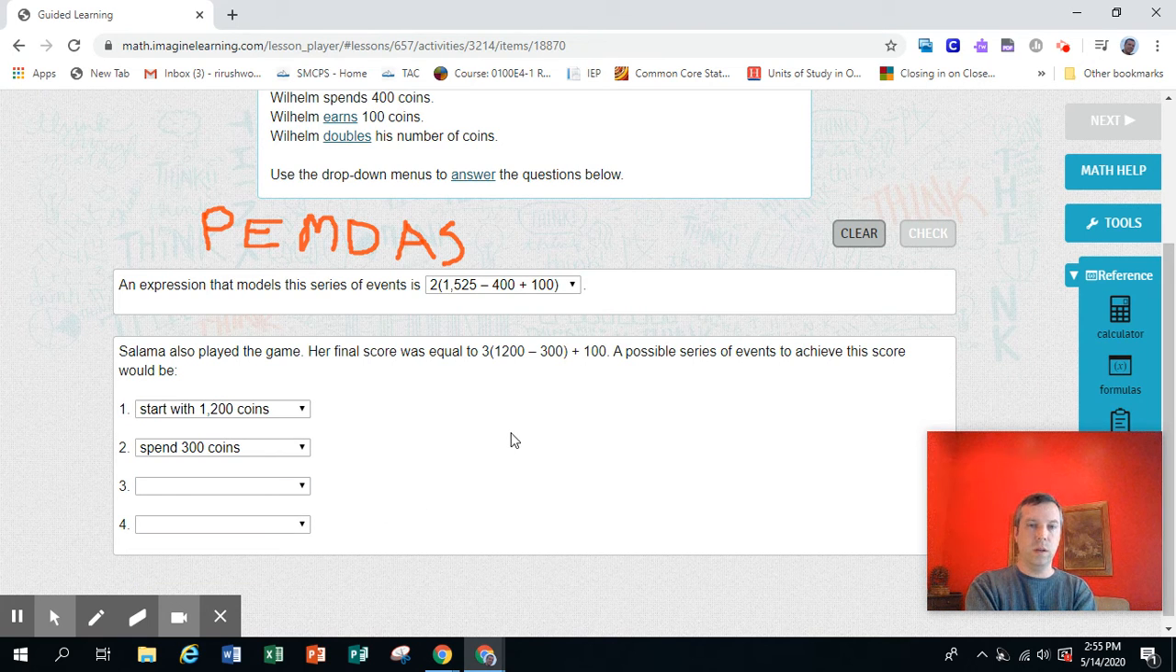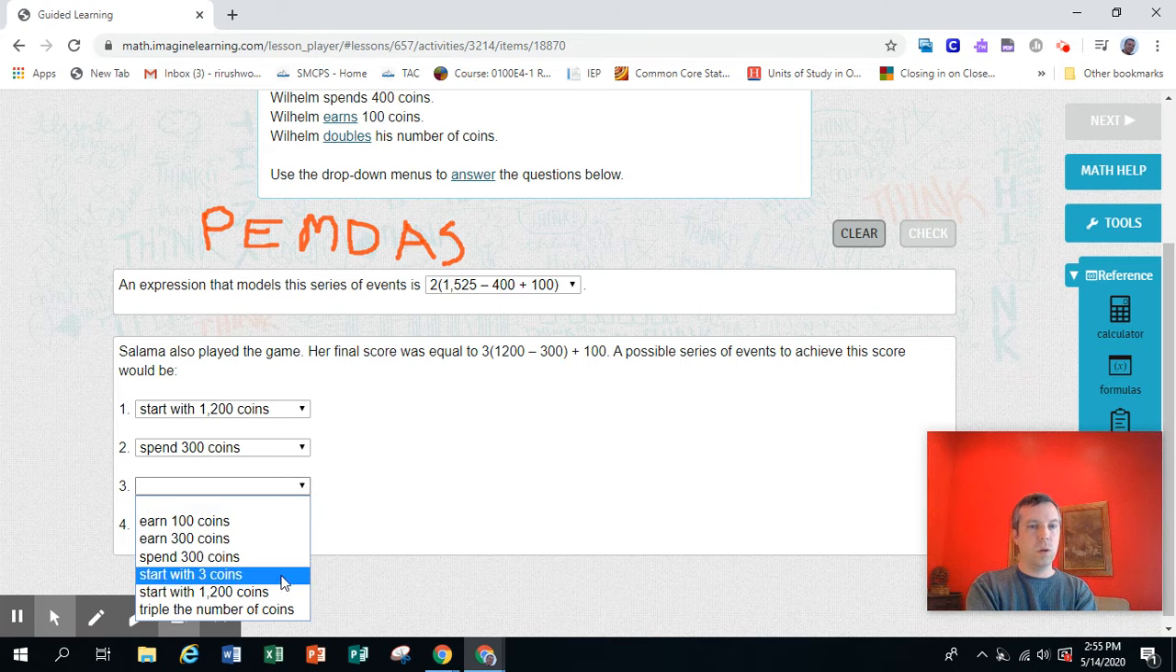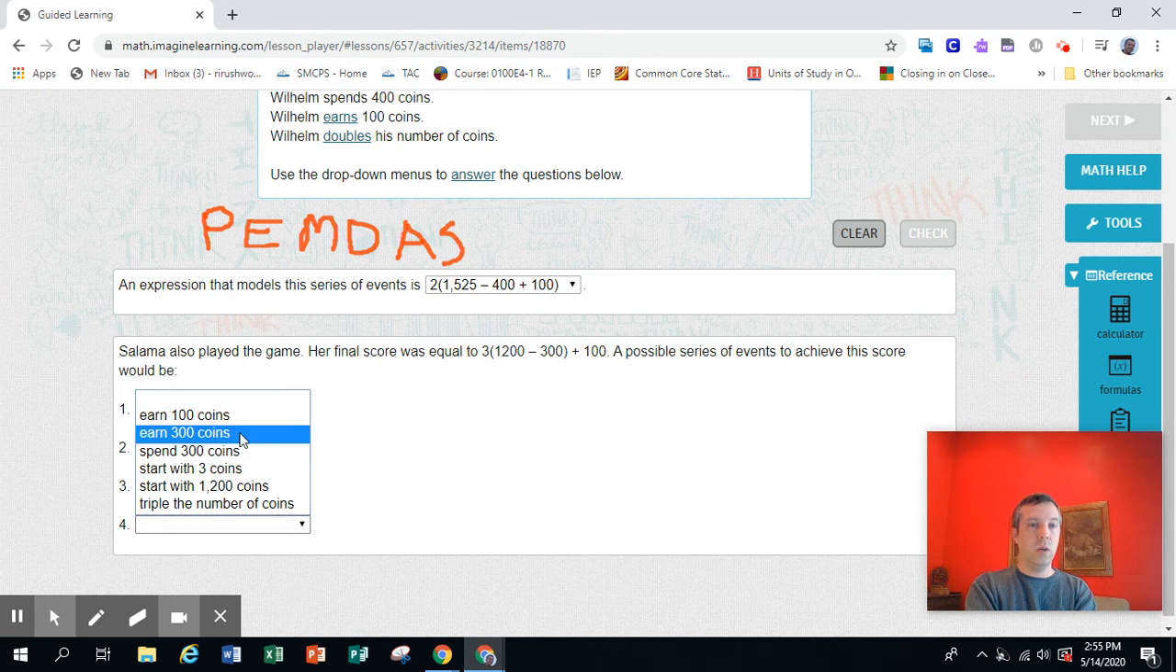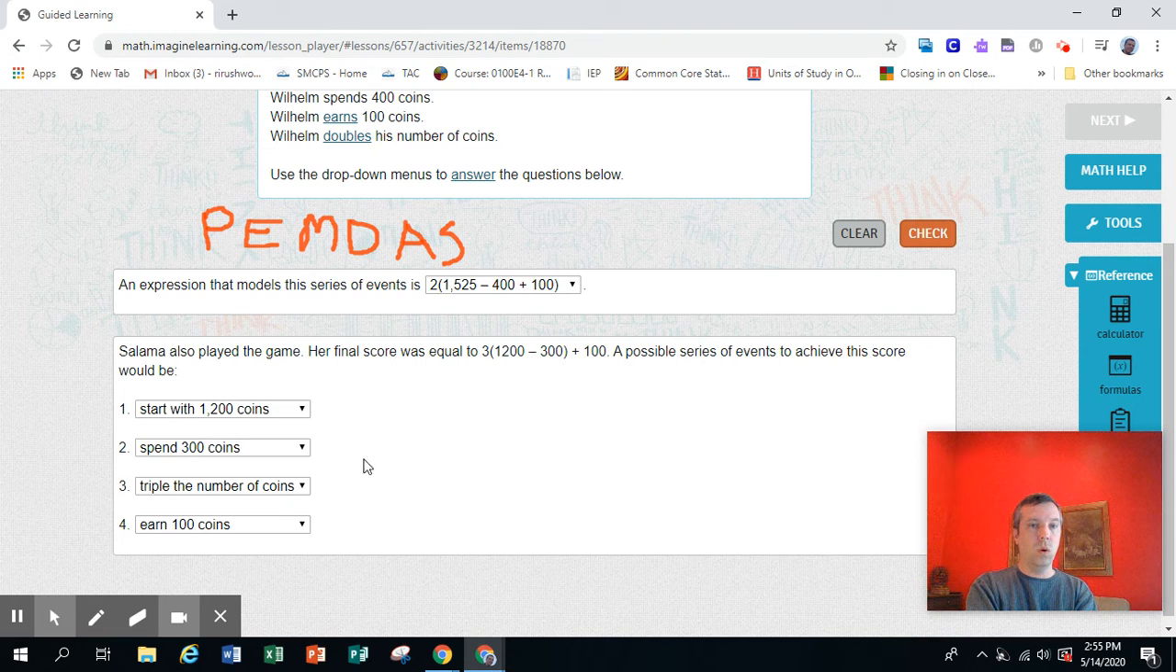All right, parentheses are done. Now we multiply, so it would be triple the number of coins. And the very last thing, because it's adding, and it's at the end, is she would get 100 more coins.